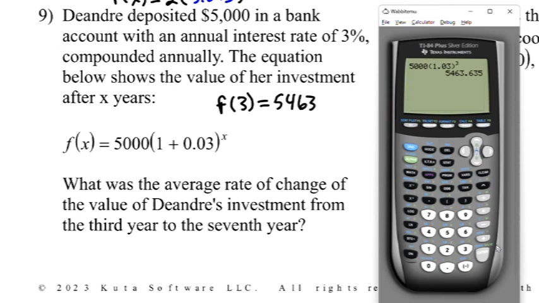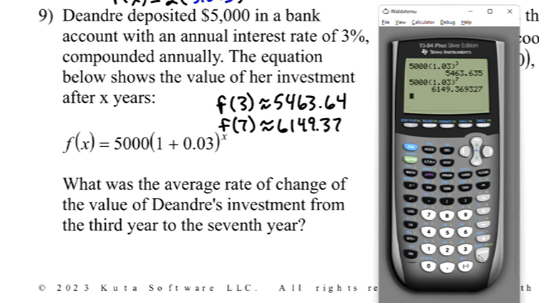And actually this should have been an estimate, because there's 63.5 cents. So I'm going to say 64 cents. And then we're also going to need to find f of 7. So I'm going to go back up and grab that, go in and change this to a 7, and it's going to equal approximately $6,149.37.